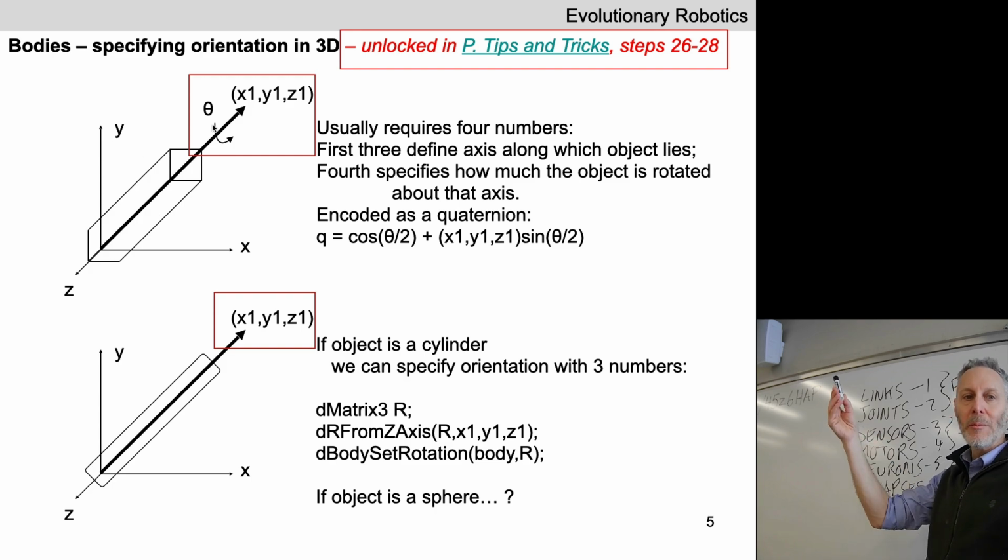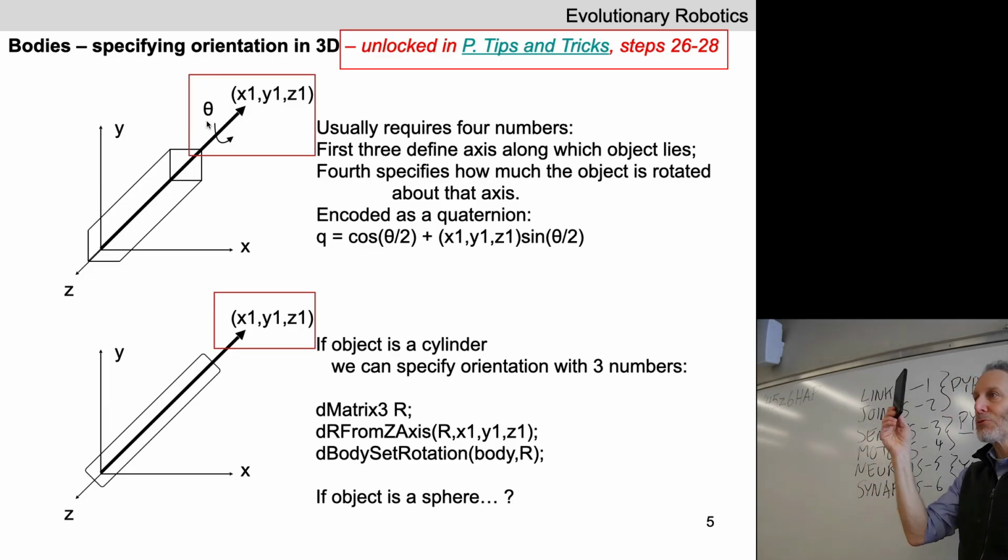And then the 4th number, theta, says now roll that object by a certain amount around that long axis, and that will uniquely specify an orientation for this object in three-dimensional space. Make sense?